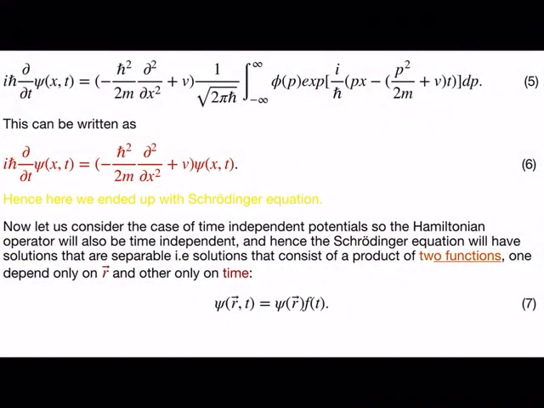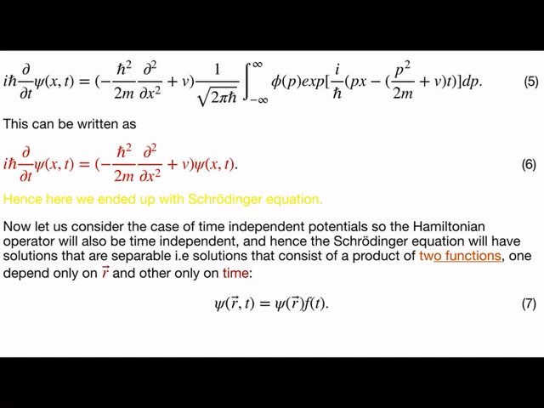Now the question arises, how one can come up with the time independent equation. Here we have chosen the potential that is time dependent. If we choose a time independent potential, then the Hamilton operator will also be time independent, and hence the Schrodinger equation will have separable solutions, one depending only on r and one only on time.